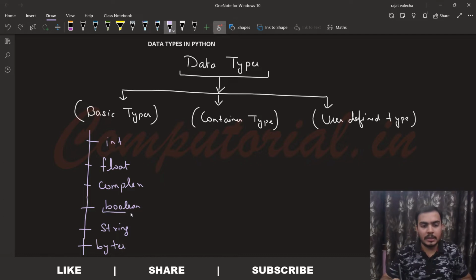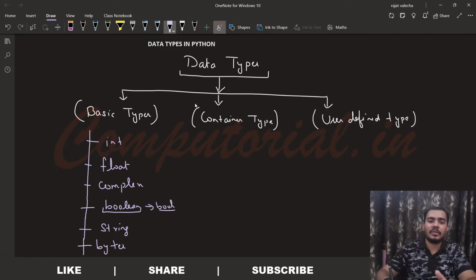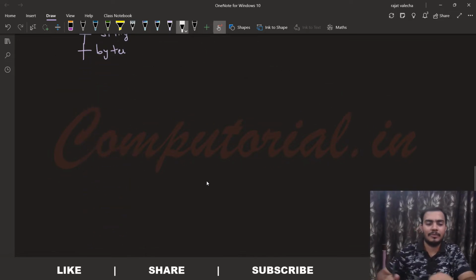Now this Boolean is written as bool in Python. Okay, so all of these six categories that I have written just now are called the basic types in Python. The first type that we have is int. Let's talk about this int type first of all.